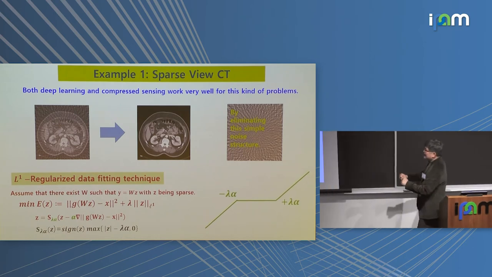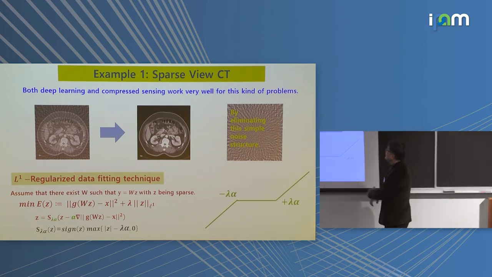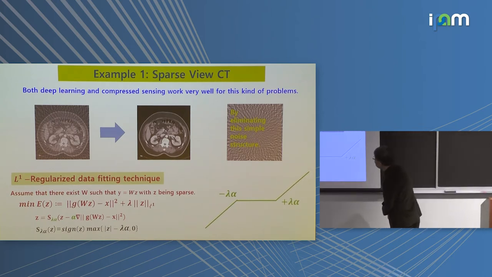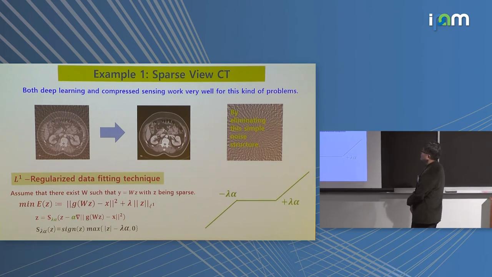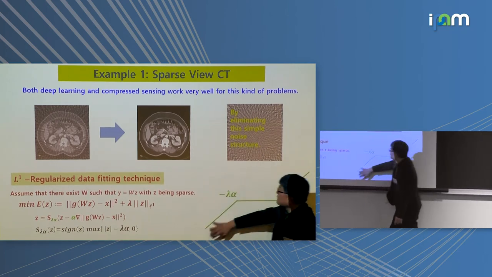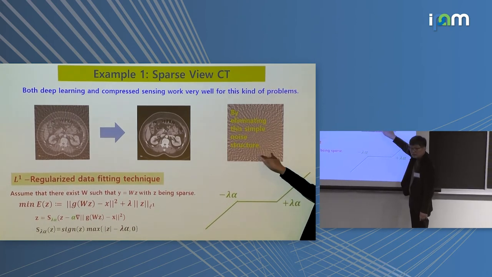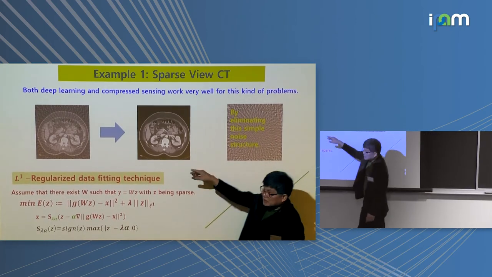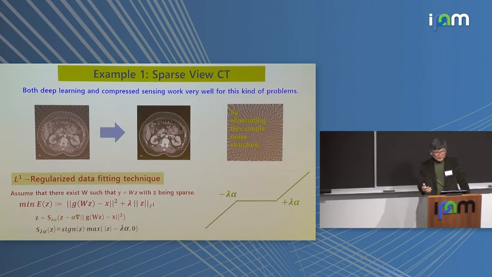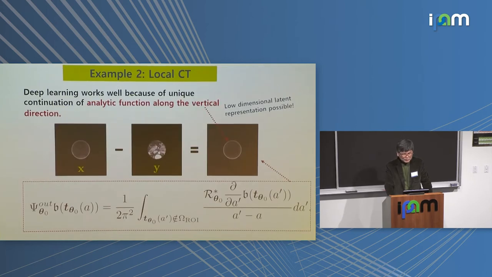Okay, now let's look at the sparse-view case, and go back to how it works in deep learning. In the sparse-view CT case, both deep learning and compressed sensing work very well for this kind of problem. Because this type of technique, total variation, penalizes this one very well. So it gets rid of this one and preserves the remaining thing. So that's the reason why total variation and the deep learning technique both work very well.